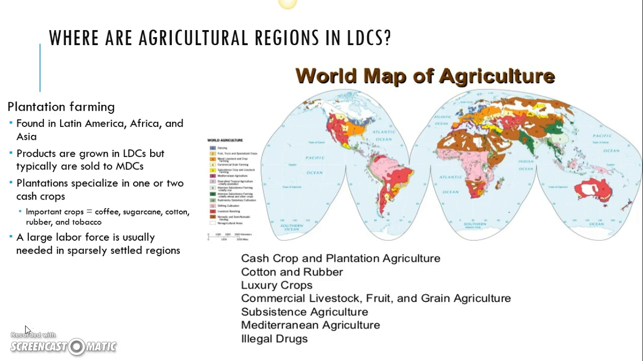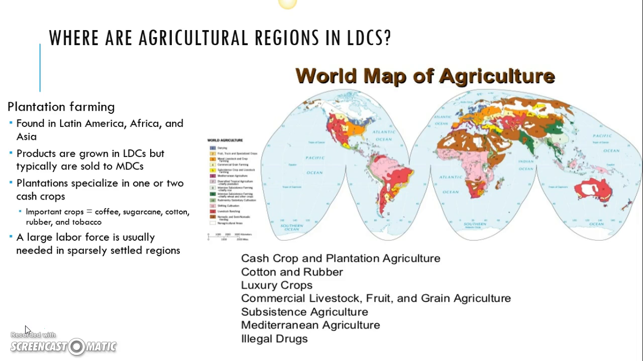So one other big thing we need to talk about, when we talk about agricultural regions in less developed countries, okay? And that is to say plantation farming. And plantation farming is large, typically monocropped farms. We often find them in Latin America, Africa, Asia, lesser developed areas. And these are where they grow large quantities of products, but they're typically sold in the more developed countries. Okay, and that's what that acronym MDC means, more developed countries. Most plantations specialize in one or two what are called cash crops, and they're called that because the goal is to sell them. Okay, it's a type of commercial agriculture.